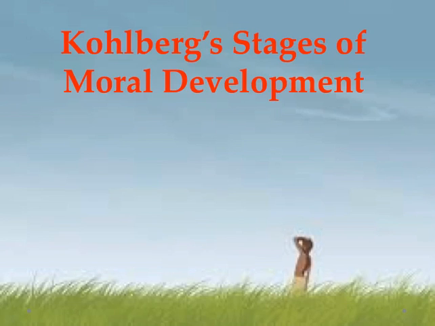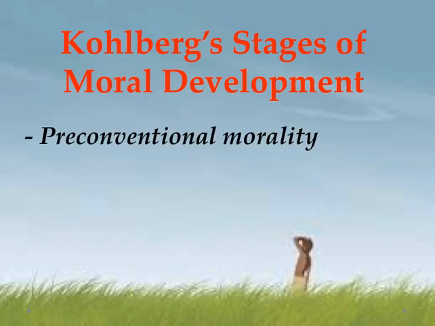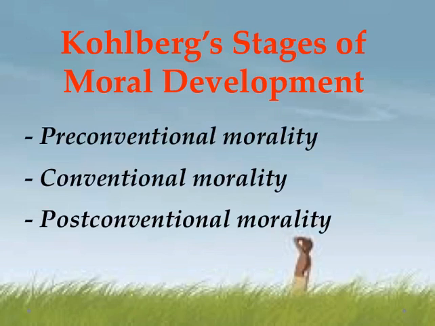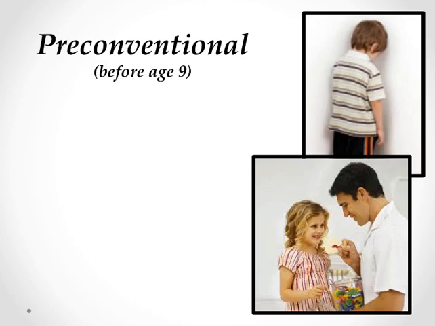These are the three stages of moral development that Kohlberg found. In his theory, he proposed three basic levels of moral thinking: the preconventional stage of morality, the conventional, and the postconventional stage of morality. First, we're going to talk about preconventional morality.